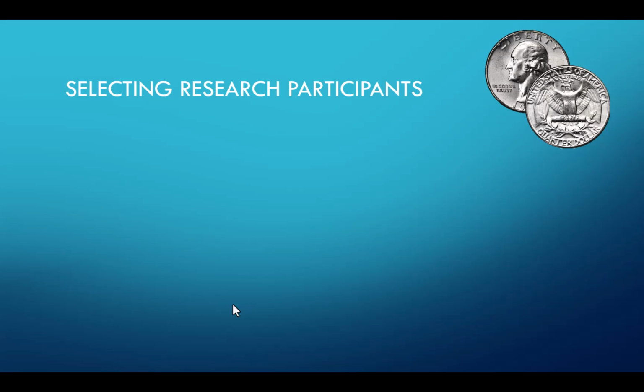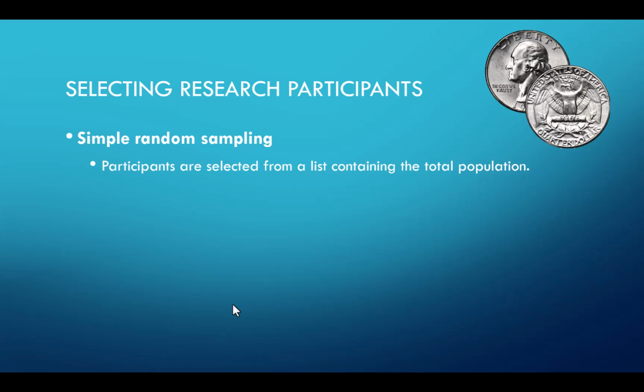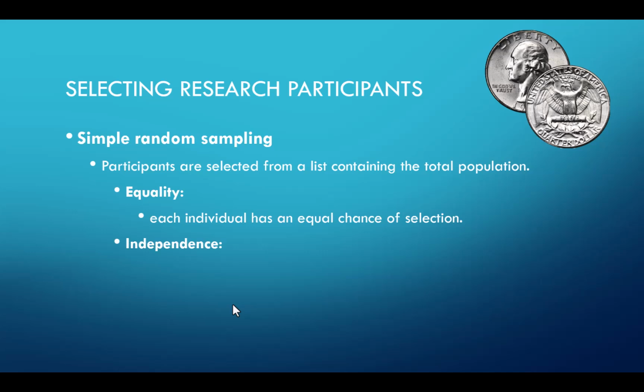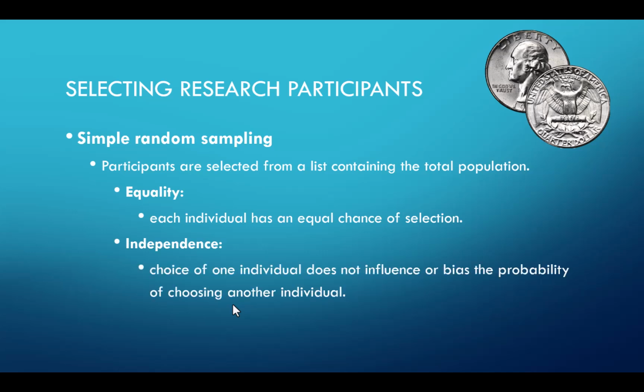So the question is how do we get this representative sample? And the hallmark is something called simple random sampling. I'll also refer to it as random selection. So this is where participants are selected from a list containing the entire population. This ensures equality so that each individual has an equal chance of being selected. It also has independence. This is where the choice of one individual doesn't influence or bias the probability of choosing another. So that's the idea with this simple random sampling.